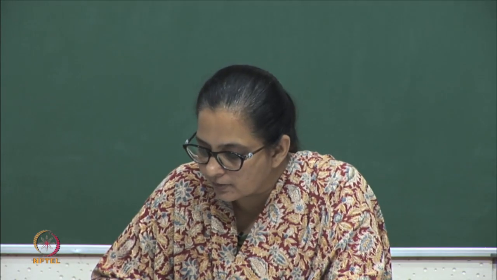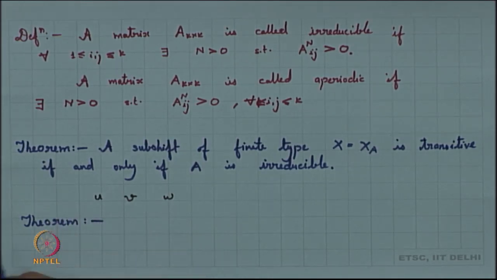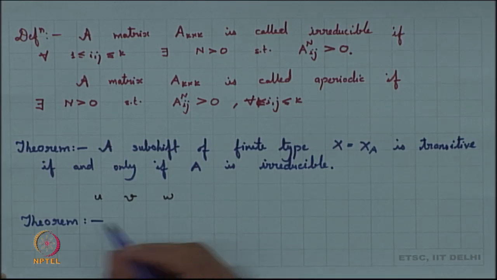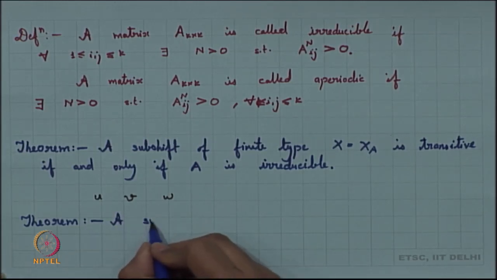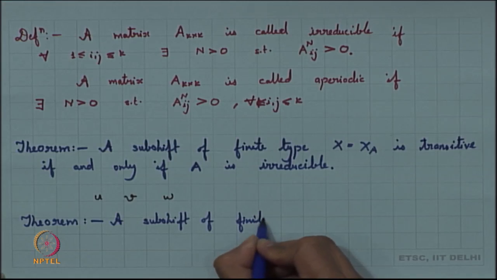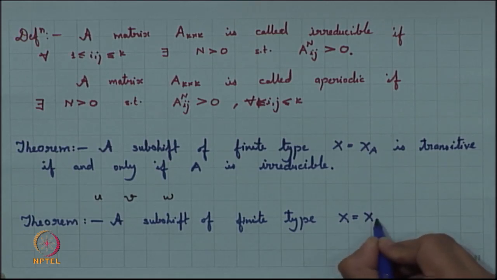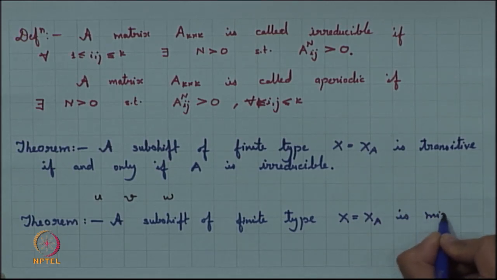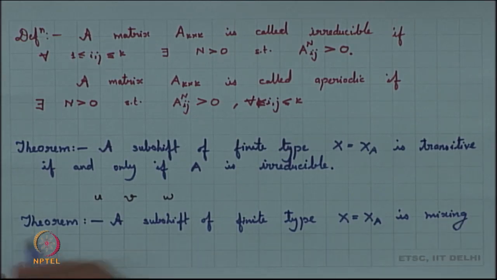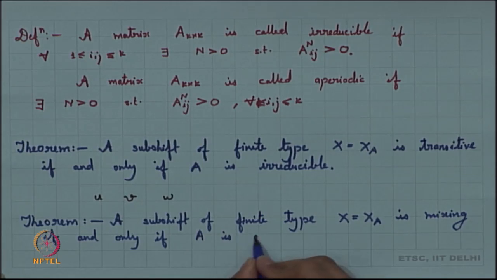We have a second theorem here also, and I think the proof is almost similar. So, the second theorem here says that a subshift of finite type is mixing, and when I call this mixing, it is basically strong mixing, if and only if A is aperiodic.